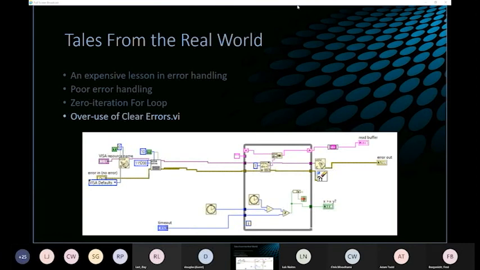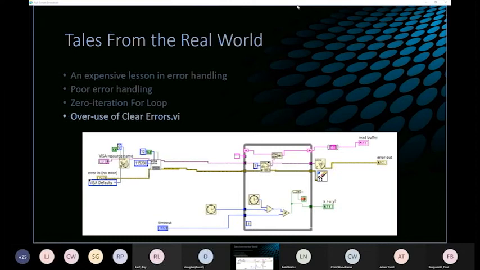Here's their code. They were doing serial communication, as we see here. And this is their actual code, serial communication, and they had a loop there. And you can see on the outside of the loop, the error cluster from what's doing the work is just terminated with the clear errors. So you're never going to get an error out of their code, right? So they just made errors go away.